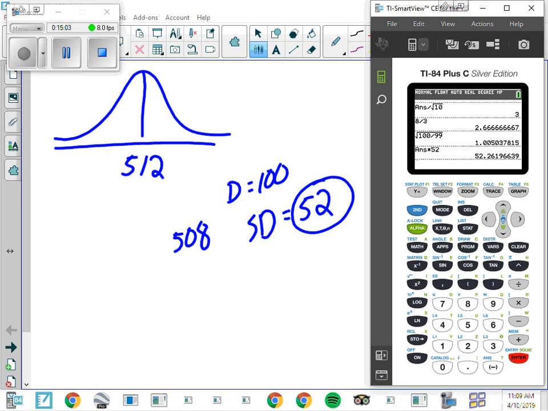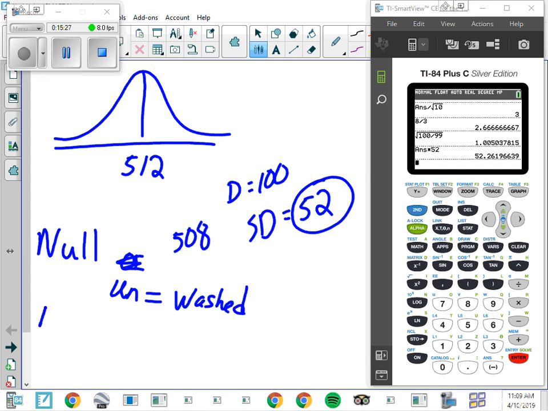So A, formulate the null and alternative hypothesis as a statement about a box formula. So we're going to say, for the null, what? We would say the unwashed weight is equal to the washed weight. And the alternative says that the unwashed weight is actually a little bit heavier than the washed weight.